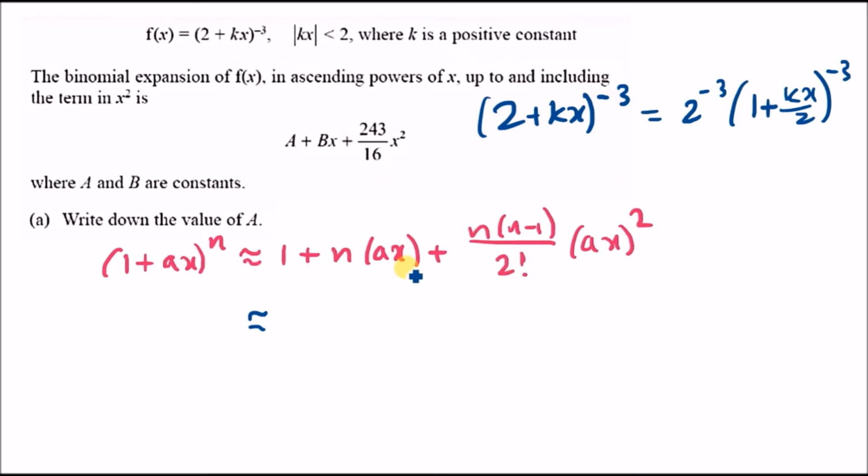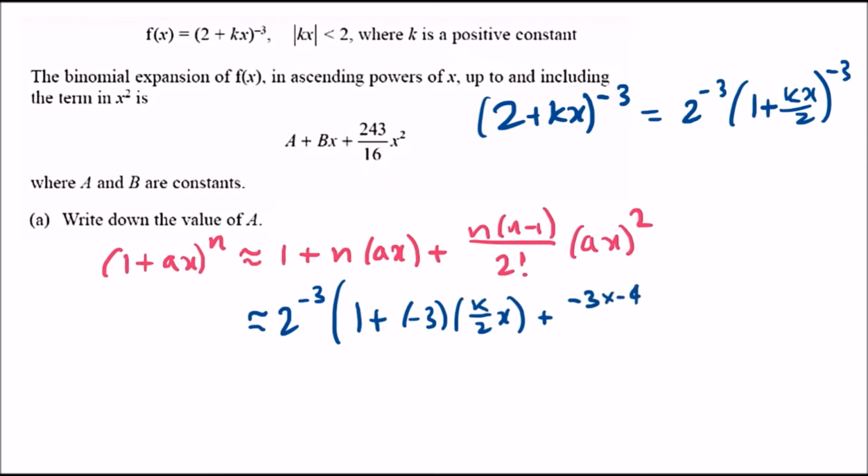The only difference now is that we're going to multiply all this by 2 to the negative 3. So we can say that the expansion would be 2 to the negative 3 times (1 plus, and then k over 2, so n is going to be negative 3, so it'll be minus 3 times k over 2 x, plus the next one, minus 3 times, going 1 back, it will be minus 4, so minus 3 times minus 4 all over 2 factorial times (k over 2 x) all squared. That's it. And big bracket, never forget the big bracket.